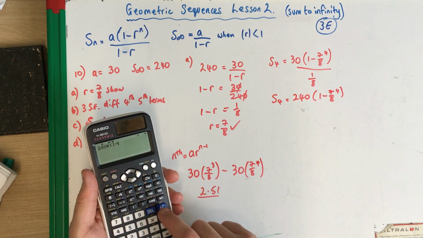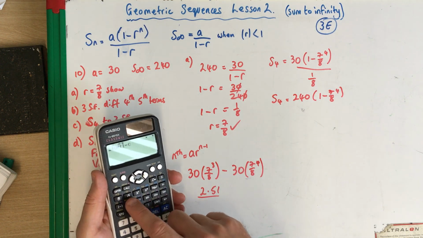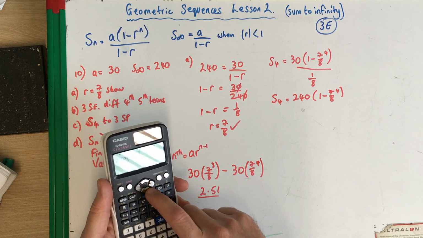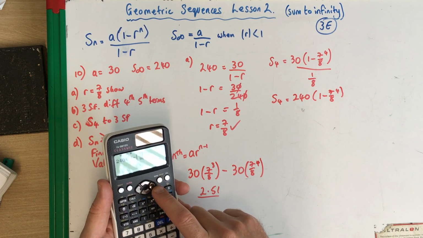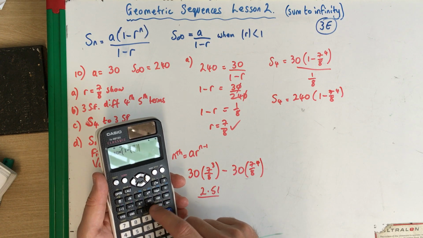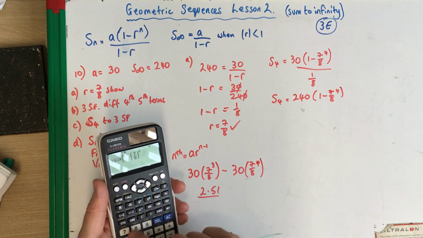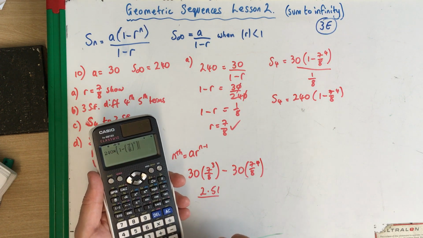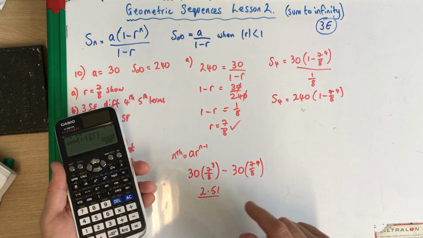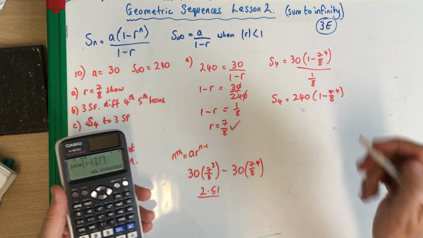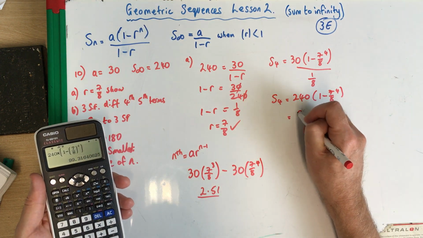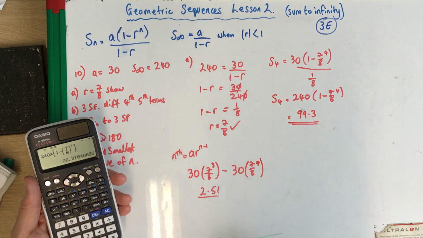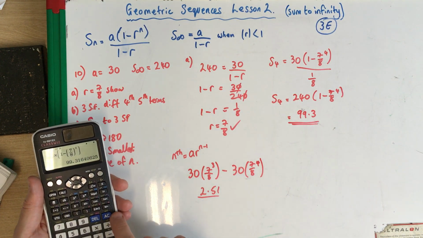1 minus 7/8, I think I have to put this in, you might disagree, close brackets, to the power of 4, and that gives me that, okay. So the sum of 4 terms is equal to, I get 99.3 to 3 significant figures, if I've stuck it in right. I hope I have.